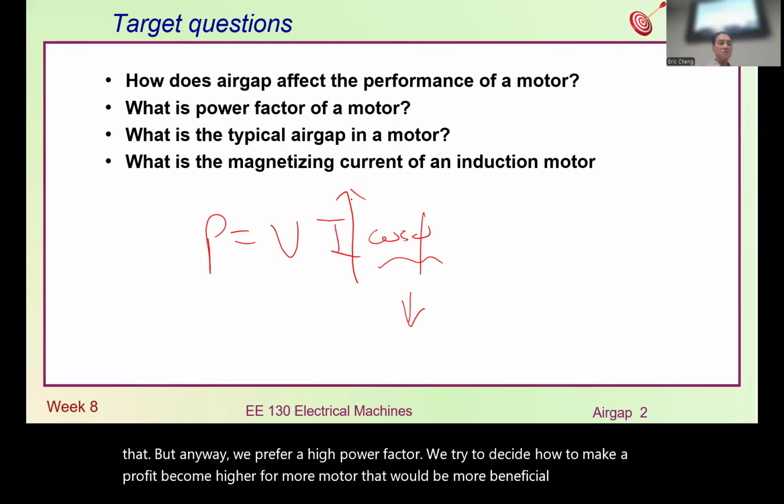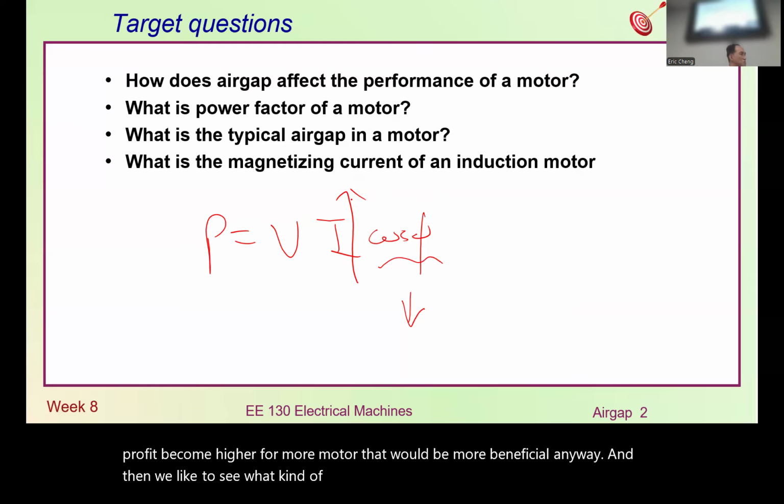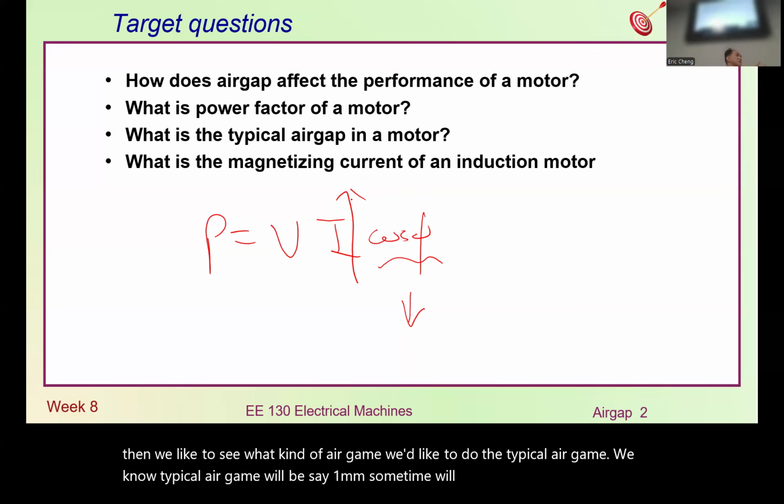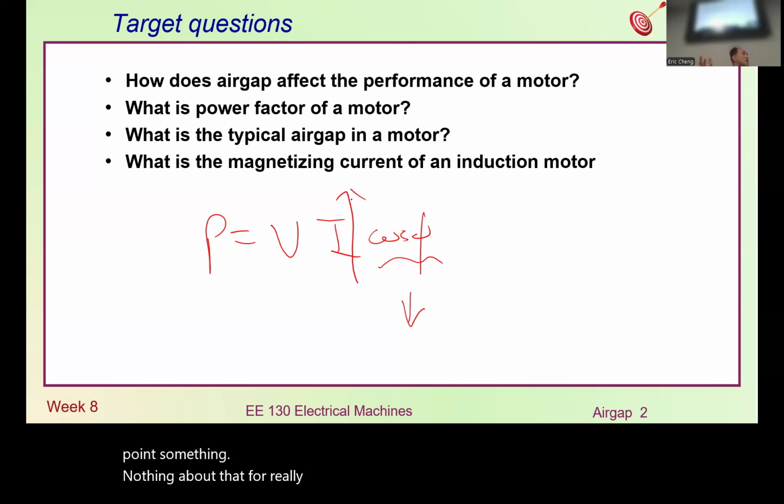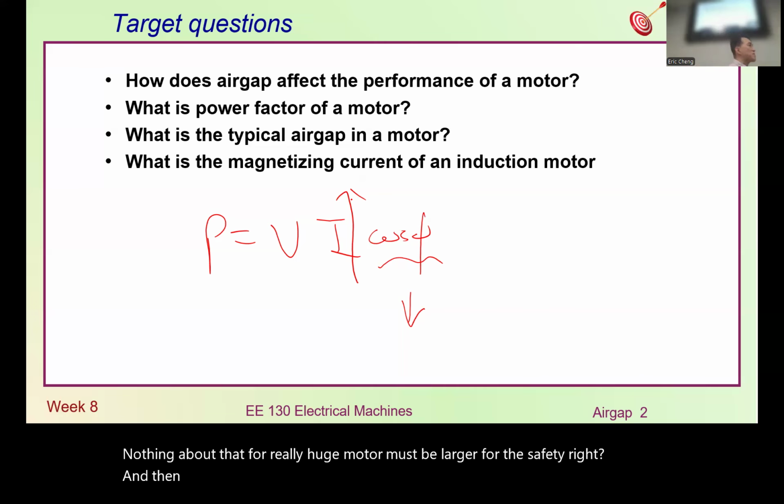And then we like to see what kind of air gap we want. The typical air gap is, say, 1 millimeter, sometimes 1 point something, sometimes 0 point something. Roughly about that. For really huge motors, it must be larger for safety. And because of this, we do have magnetizing current inside the motor.